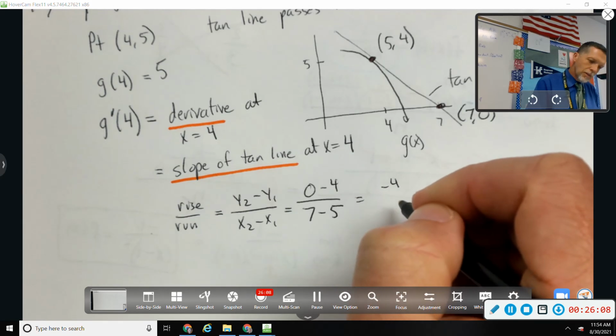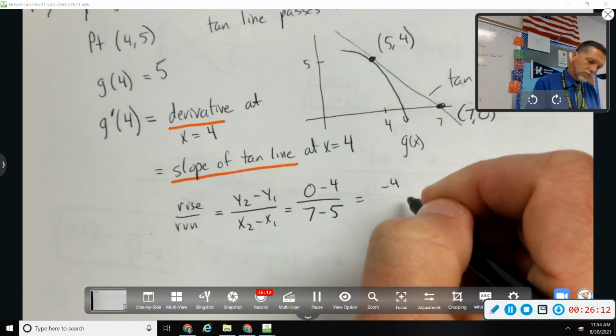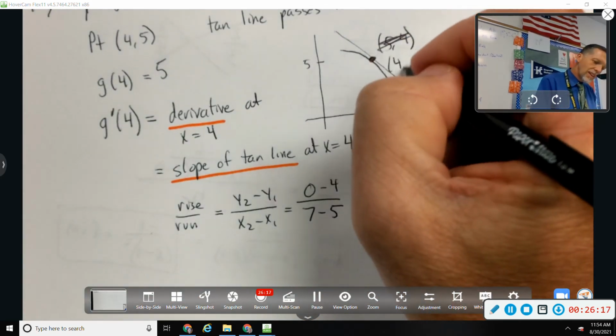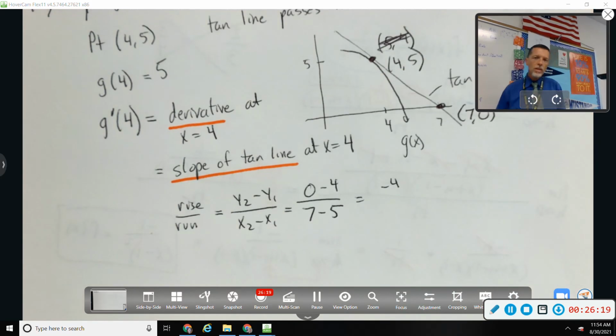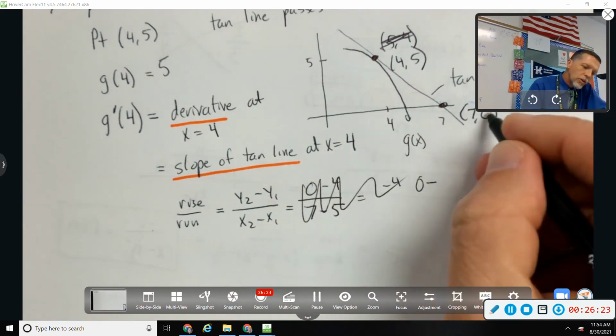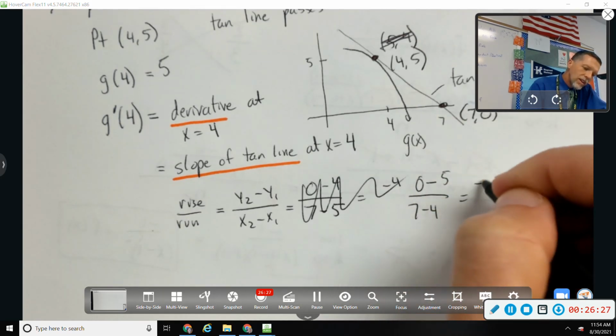Speaking of messing it up, am I doing something wrong? -4 over 2. I wrote the point down wrong. That's why. I knew that wasn't looking familiar. So 0 minus 5 over 7 minus 4. That's -5 over 3. It's -5 over 3.